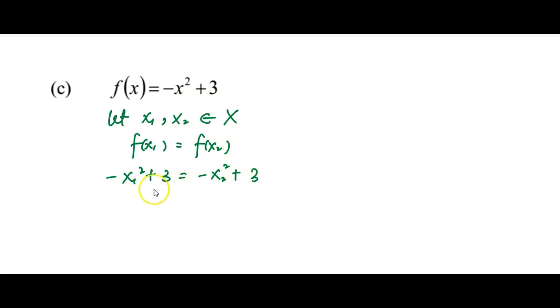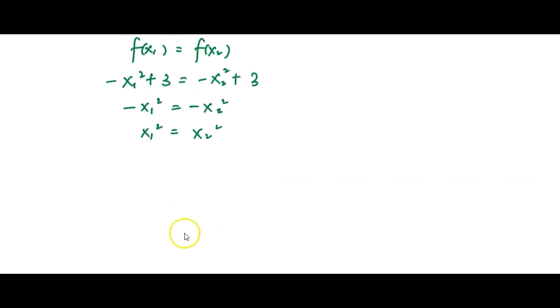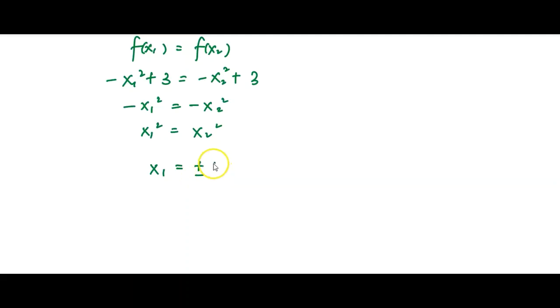After that, simplify it by minus 3 at both sides. You get negative x1 squared equals negative x2 squared. And divide both sides, or multiply both sides, by negative 1. You get x1 squared equals x2 squared. And now you try to make x1 the subject, right? So x1 equals plus or minus the square root of this, that will be x2. So x1 might equal positive x2 or x1 might equal negative x2. There are two relations.